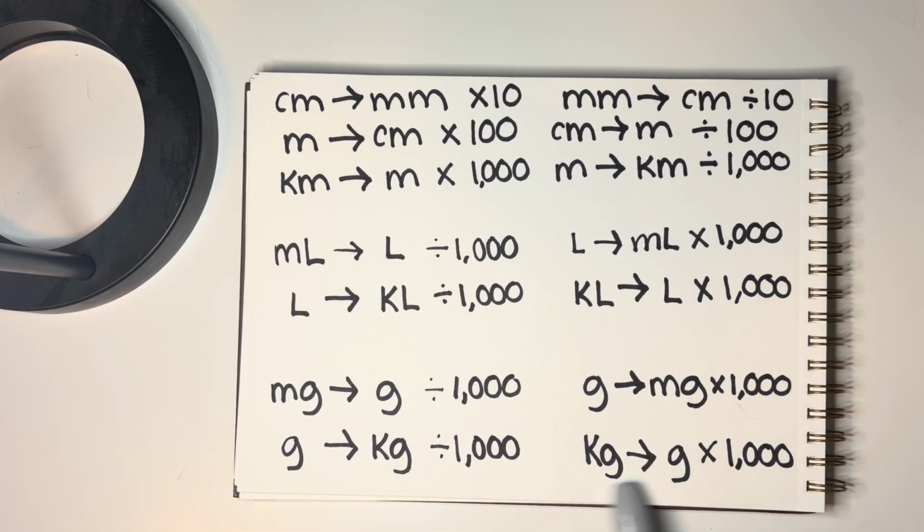And the last thing we have is our units of measurement for mass. So these stand for milligrams, grams, and kilograms. To go from milligrams to grams, I would divide by 1,000. To go from grams to milligrams, I would multiply by 1,000. And lastly, to go from grams to kilograms, I would divide by 1,000. And to go from kilograms to grams, I would multiply by 1,000.